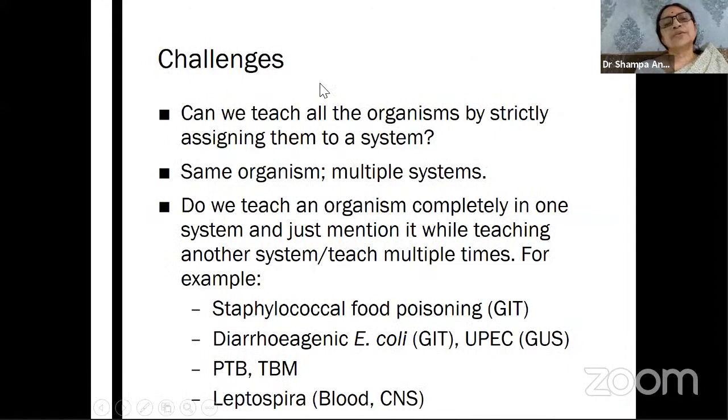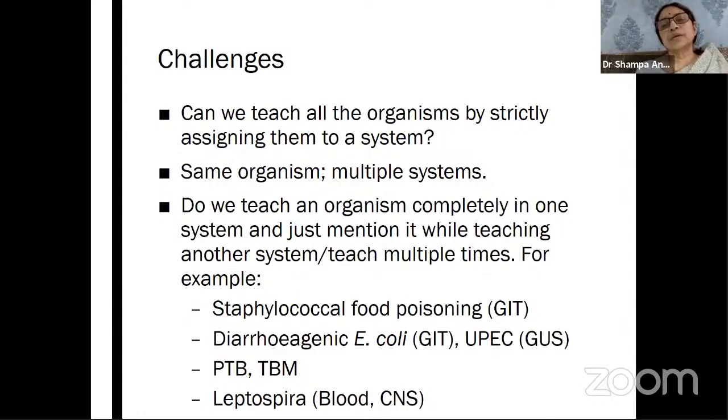Now coming to challenges of teaching. Can we teach all the organisms by strictly assigning them to a system? Is it possible? Because now there is so much emphasis that we were all teaching microbiology organism-wise, we should immediately shift to system-wise. What is the problem in teaching it? We find that the same organism is infecting multiple systems. So how do we teach them? Do we teach each organism completely in one system and then just mention it while teaching the other system, or teach the organism multiple times?